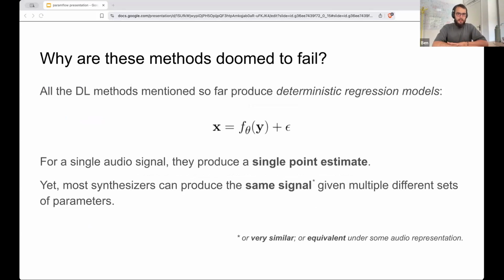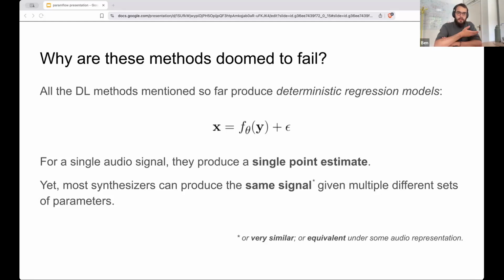What all these have in common is that what we get at the other end of the training algorithm is a deterministic regression model. For a single audio signal, we produce a single point estimate of the parameters that produced it. You'll notice I've got y and x backwards here, and this is because we're learning the inverse. y is our audio, x is our parameters. The forward process is y = g(x), let's say, where g is our synthesizer.